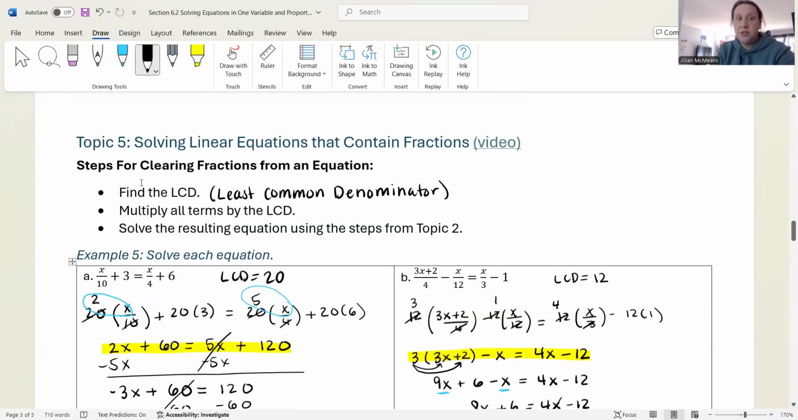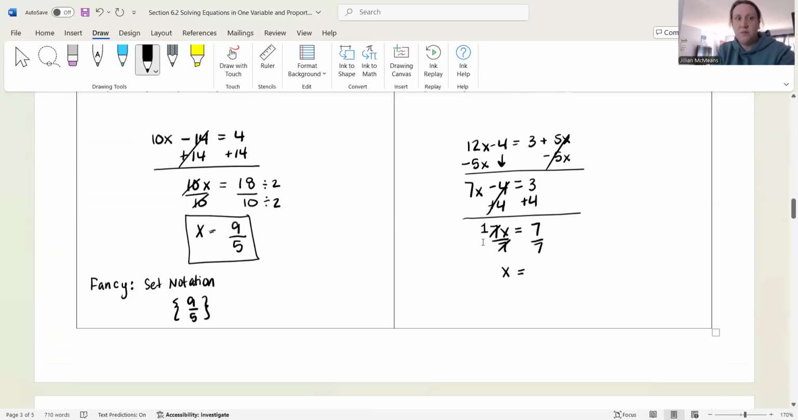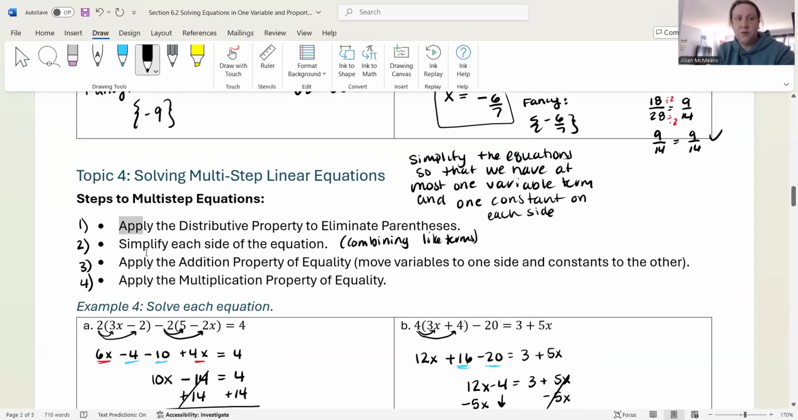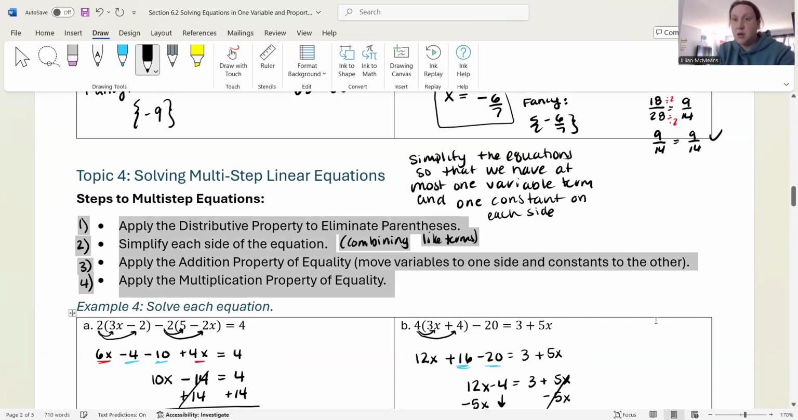To clear fractions, you find the LCD, you multiply all of the terms by the LCD, and then you just follow the regular old steps for solving an equation. And I feel like this should actually say from topic 4, not topic 2. So here are the regular 4 steps for solving an equation. Get rid of parentheses, combine like terms on the left and right, apply the addition property of equality, and then end with the multiplication property of equality.